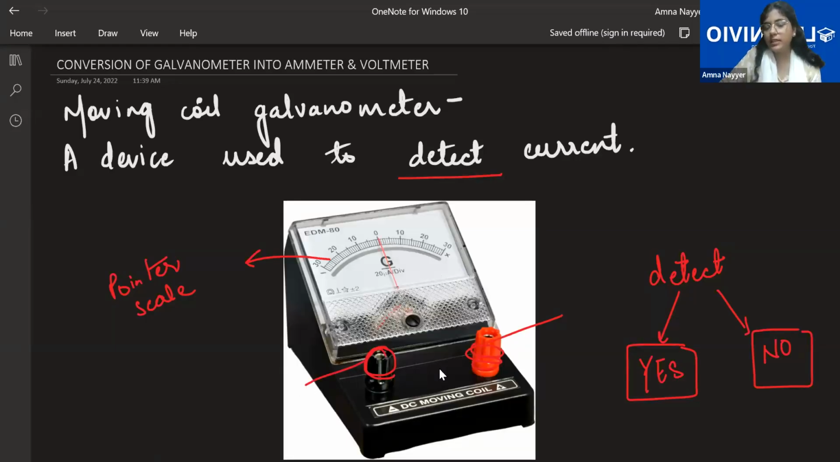If there is any loosening in these connections, then it won't be able to detect any. It just moves here or on this side. Okay, in either direction this moves. And either of them will tell you whether the current is present or not. That is what a galvanometer is all about.